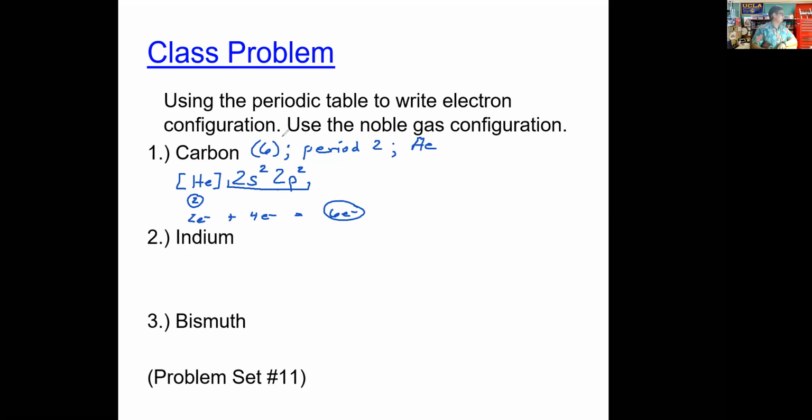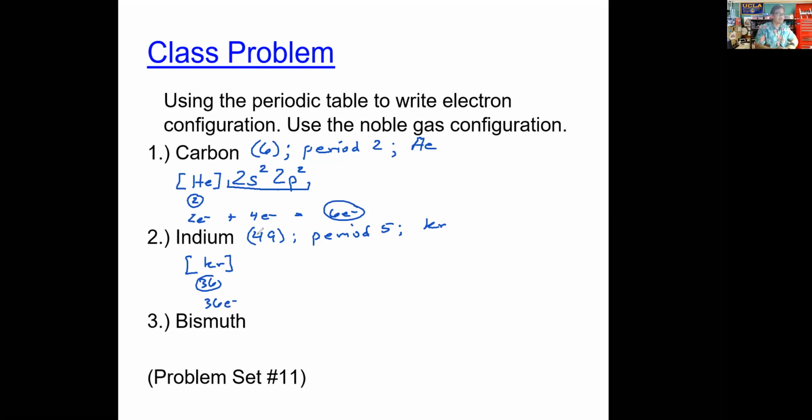Okay, all right. Let's go ahead and take a look at indium. Indium is the 49th element, so it occupies the 49th square. It is in period 5. And the noble gas that precedes indium, that comes before indium, is going to be krypton. So krypton, we're going to put that in brackets. Krypton occupies square number 36. It's the 36th element, which means that it has 36 electrons.